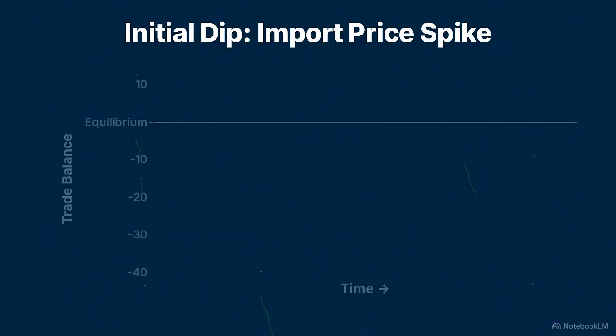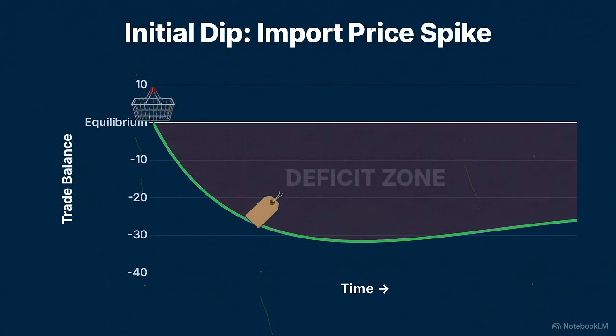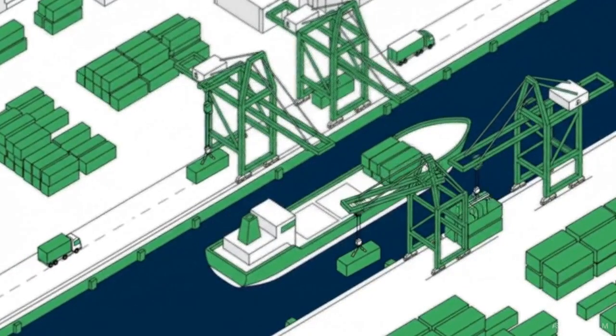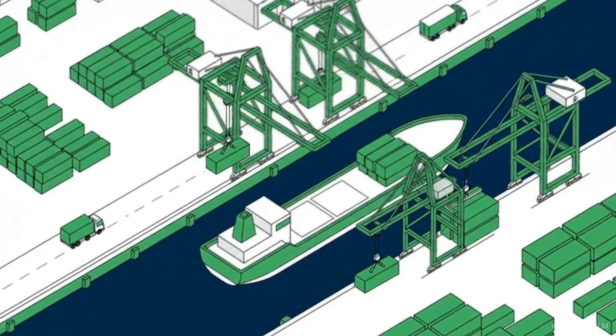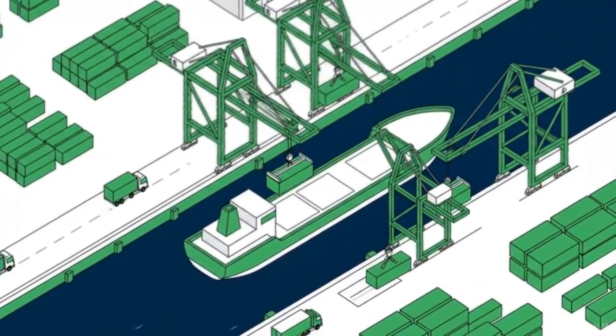This chart plots that process. The initial dip at the bottom of the J occurs because the price of imported goods spikes instantly, while consumers are still locked into their existing buying patterns. Eventually, habits shift. Foreign buyers increase their demand for now cheaper exports, and the line sweeps upward, moving the ledger back into a surplus position.